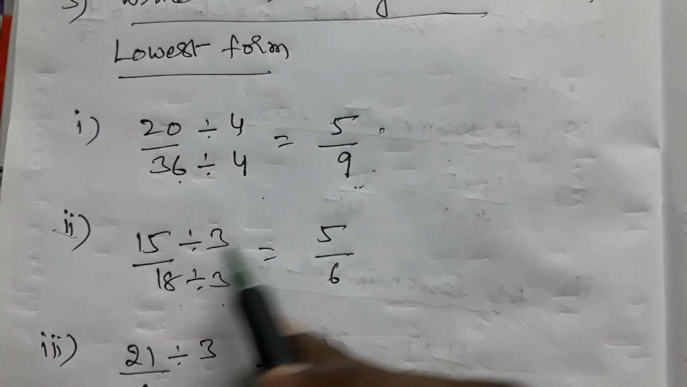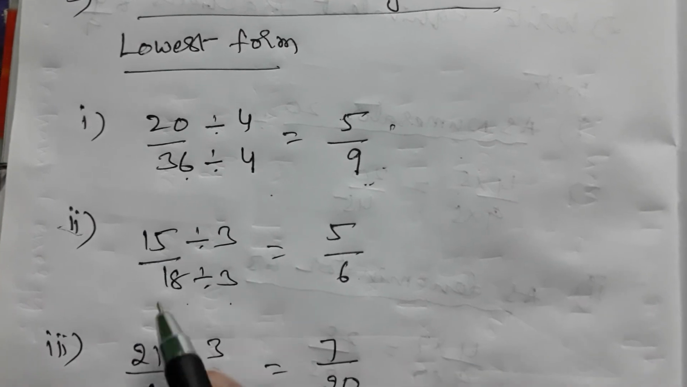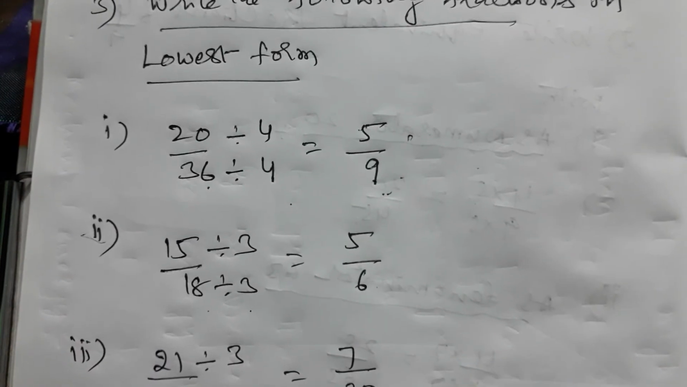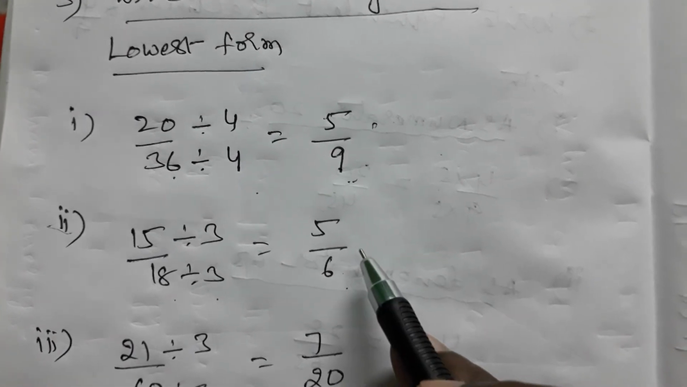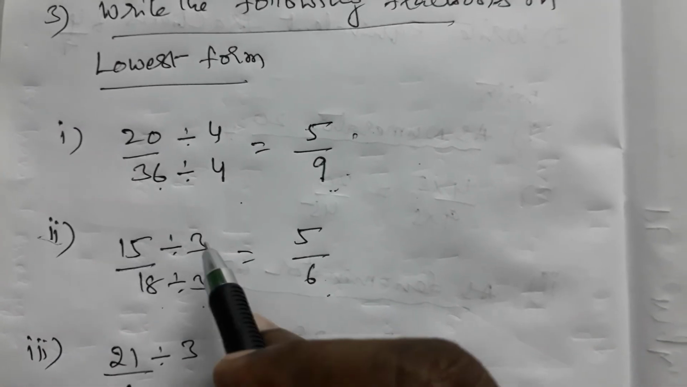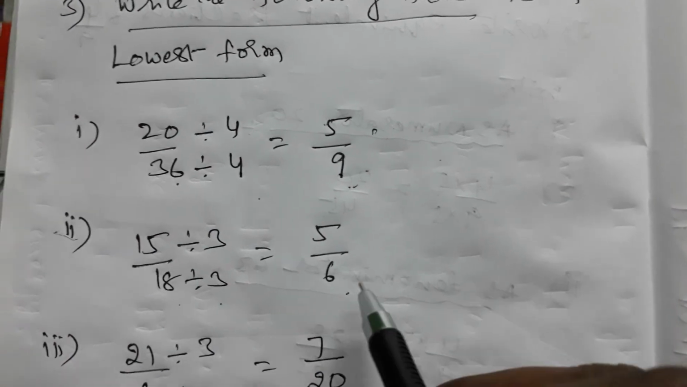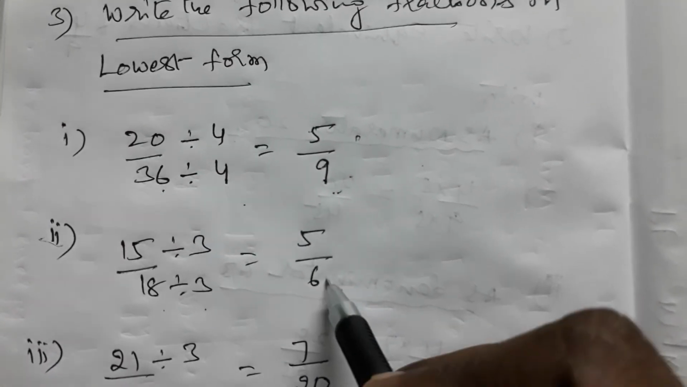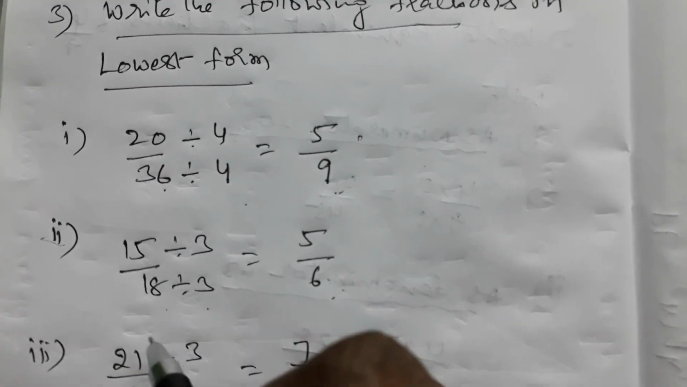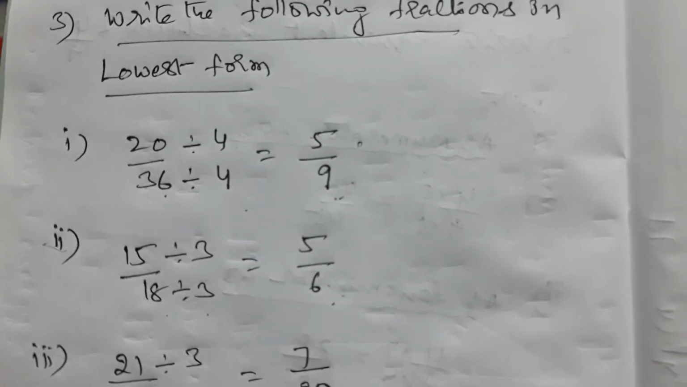So that is why I am dividing both numerator and denominator with 3 table. So then you will get a new fraction. This is 5 by 6. 15 divided by 3 is equal to 5. 18 divided by 3 is equal to 6. You get the new fraction 5 by 6. That is, this is the lowest form of 15 by 18, and these two are equal. These two are equal in values.